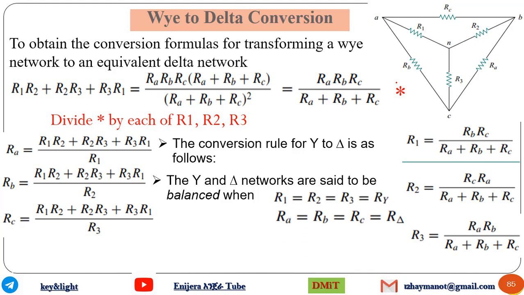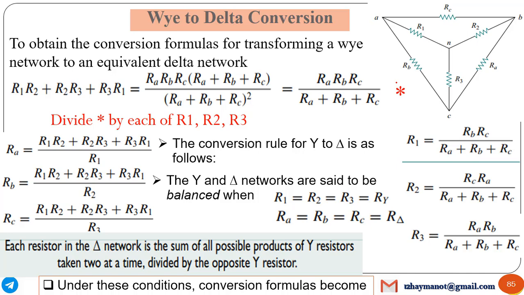R1, R2, R3. When R1 ከY ወደ ዴልታ R1 is equal to the delta value RB/RC divided by the sum of the delta values. In the R2, the star value of R2 is equal to the multiplication of RC and RB. R2 ነው ካልኩሌት እናደርግ RB ይቀራል። R1 ካልኩሌት እናደርግ RB ይቀራል። RC ካልኩሌት እናደርግ RC ይቀራል። በተመሳሳይ በዛኛው ኮንቨርት እናደርግ እንደዚህ ይቀጥላል። So each resistor in the delta network is the sum of the possible product of Y resistor taken two at a time divided by the opposite Y resistor.